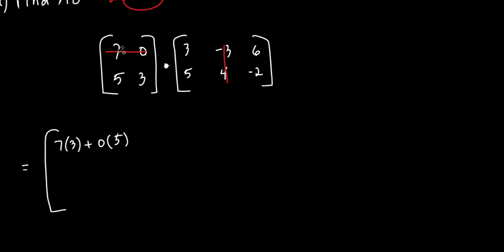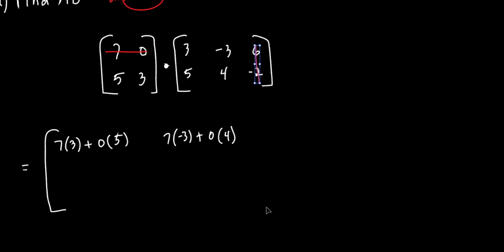So what am I going to multiply? 7 times, oops, red, don't want red. What am I going to multiply? 7 times what? Nobody's talking to me? 7 times negative 3 plus, what are my other two? 0 times 4. Okay? Then what do you think?